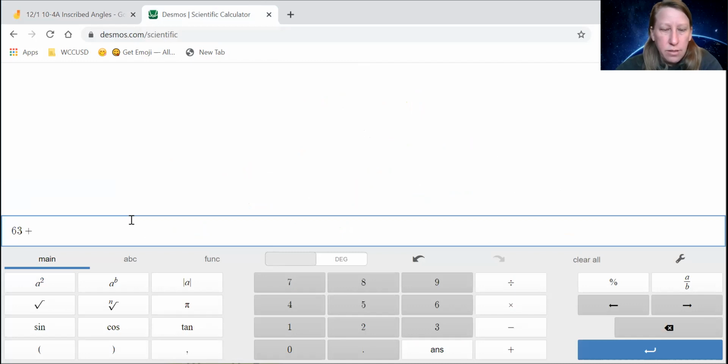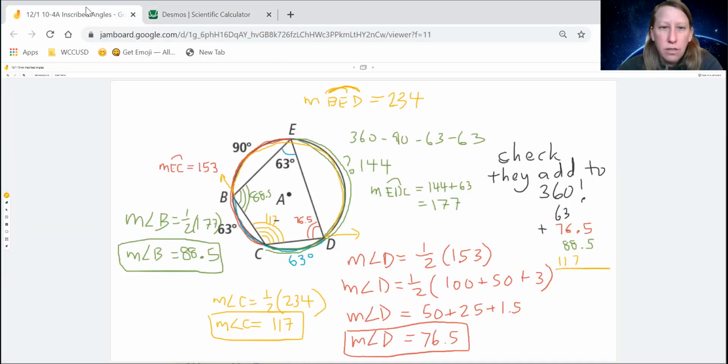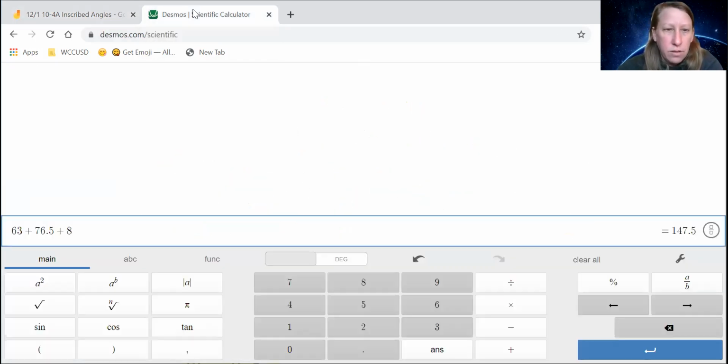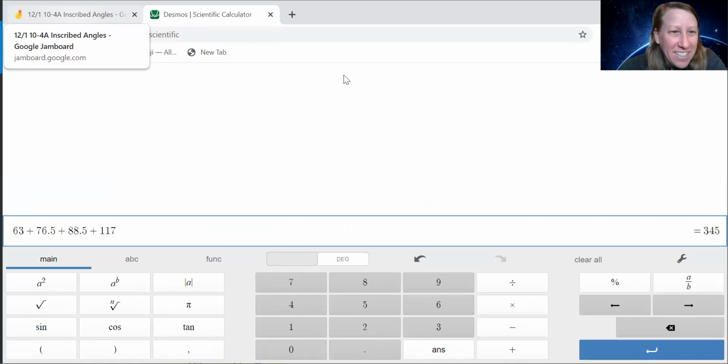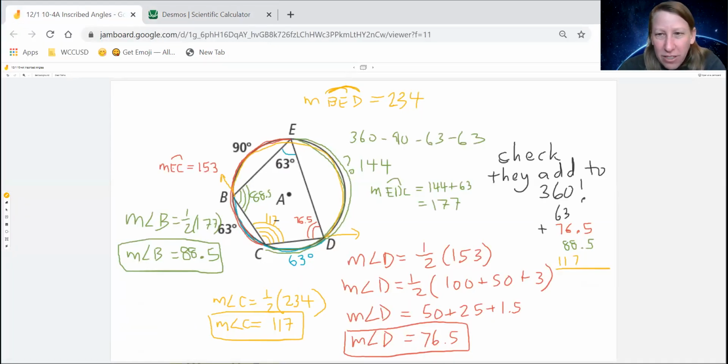63 plus 76.5 plus, what was it, 88.5 plus 117. Uh-oh. Oh, you guys, what did I do wrong now? This is horrible. Yay. Okay, let's see. We can do this. 88.5, 76.5. That's 153. Did I make the same mistake?